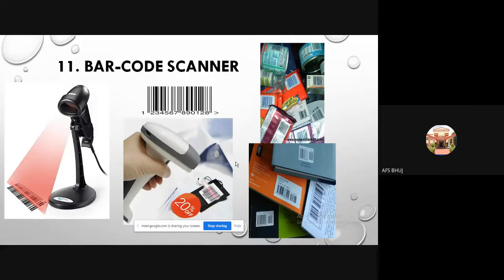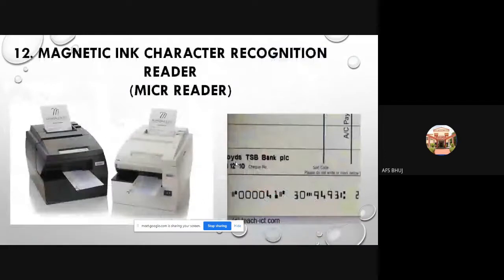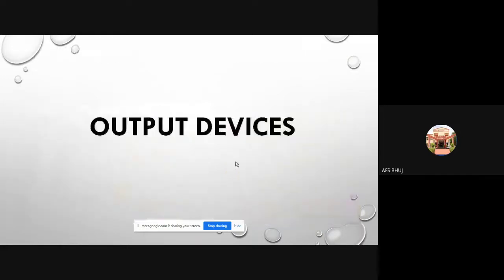They use barcode scanner. Next one is magnetic ink character recognition reader, MICR reader. Mostly we can see these on bank checks. These are also input devices, used to read and identify magnetized characters printed on a document such as bank checks. So we can see these characters on the bank checks, to identify the magnetized characters.